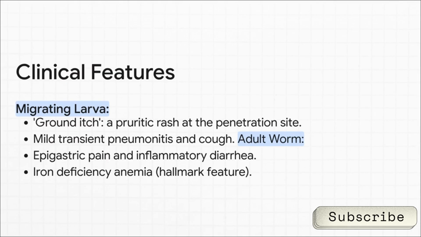The clinical features, you can actually divide them up pretty neatly. First, you've got symptoms from the migrating larva. There's ground itch, which is that classic itchy rash right where the larva burrowed into the skin. And sometimes you get a mild pneumonitis as it passes through the lungs. Then you have the symptoms from the adult worm living in the gut. That could be abdominal pain, diarrhea, and of course, the big one, the hallmark, iron deficiency anemia.